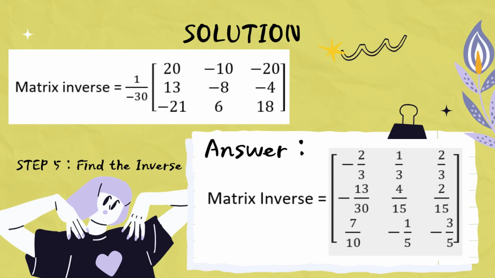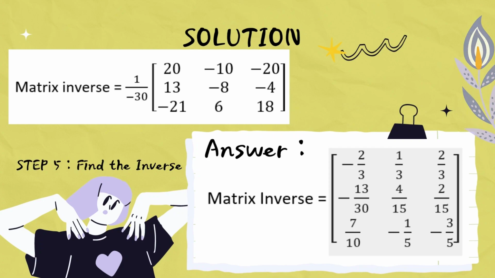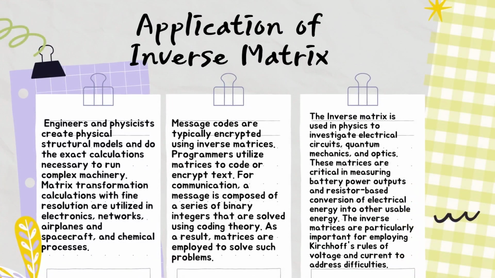So the last step is you have to find the inverse. To find inverse, you have to write it down 1 over negative 30 multiplied by the adjoint. So the matrix inverse equal to negative 2 over 3, 1 over 3, 2 over 3, negative 13 over 30, 4 over 15, 2 over 15, 7 over 10, negative 1 over 5, and negative 3 over 5.